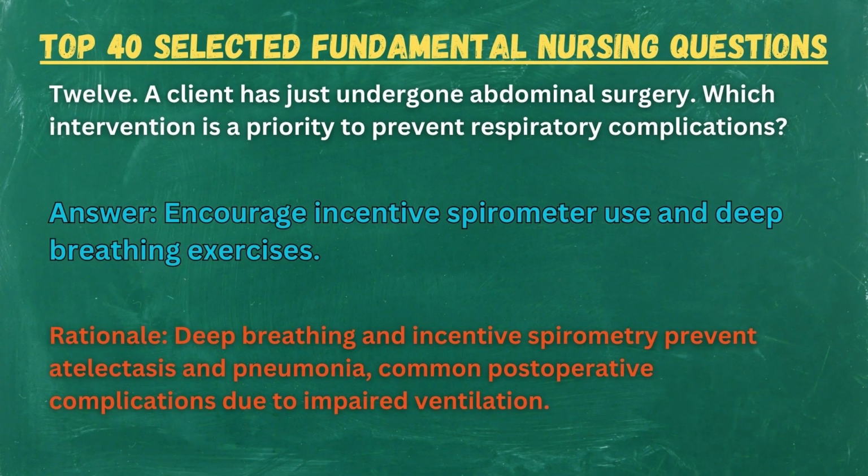12. A client has just undergone abdominal surgery. Which intervention is a priority to prevent respiratory complications? Answer. Encourage incentive spirometer use and deep breathing exercises. Rationale. Deep breathing and incentive spirometry prevent atelectasis and pneumonia, common postoperative complications due to impaired ventilation.